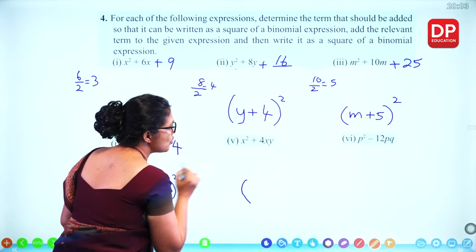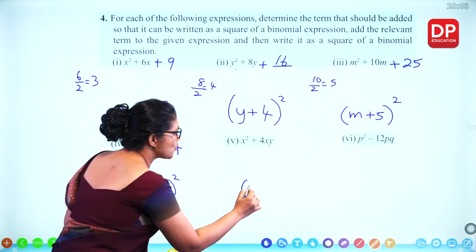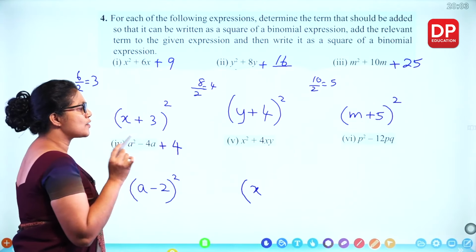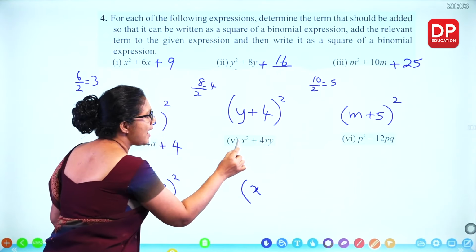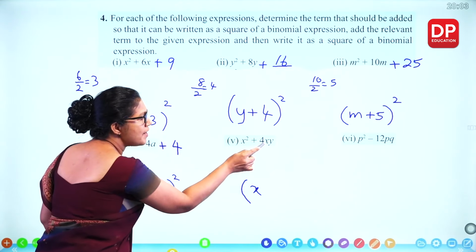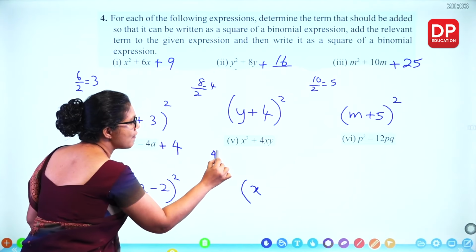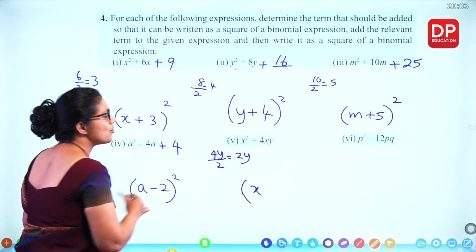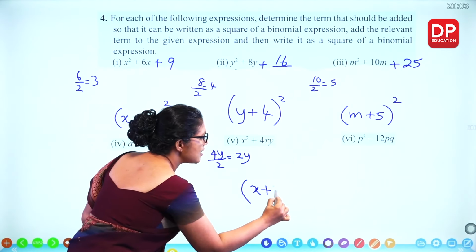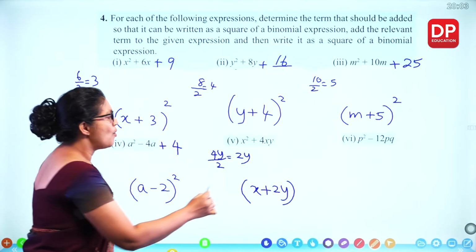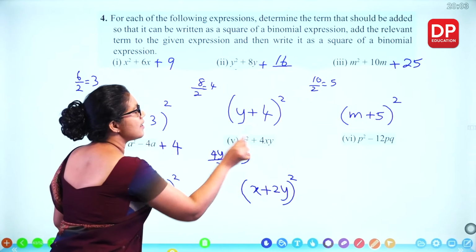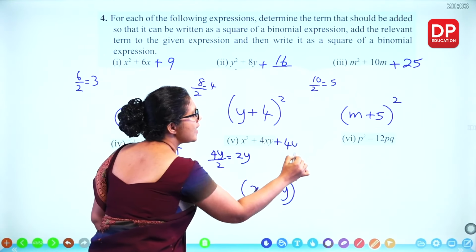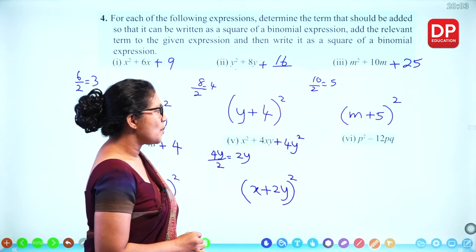This one, you get x squared as the first term. So what should be the square root of x squared? You get x. Double of these two numbers, 4xy. Now when you are multiplying x with another number, already x is there. That means you have to take 4y and divide by 2. So what is 4y divided by 2? You get 2y. So the next term should be 2y. Now what is the last number you have to add? 2y squared is 4y squared.